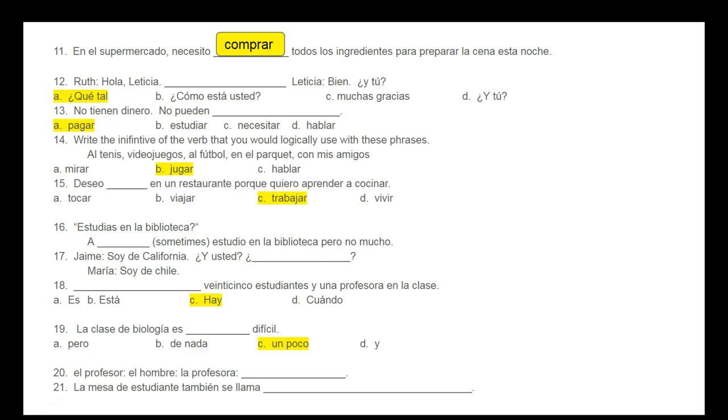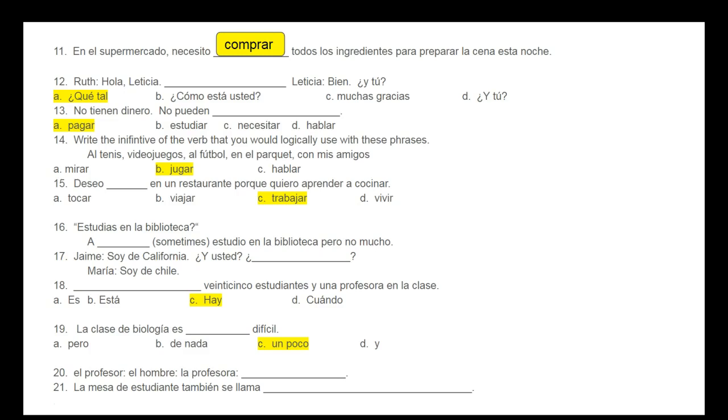Número 13, no tienen dinero. No pueden pagar. They don't have money. They can't pay. 14, write the infinitive of the verb that you would logically use with these phrases. El tenis, videojuegos, el fútbol, en el parque con mis amigos. La respuesta, B, jugar. Tennis, video games, soccer, in the park with my friends. So A is to watch, B is to play, C is to speak.